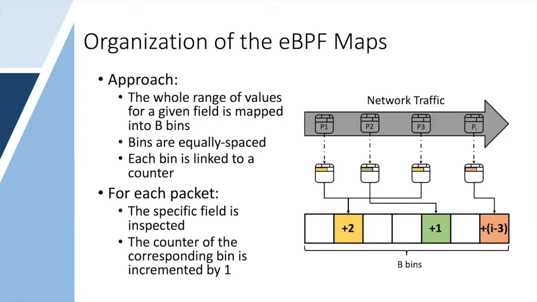So the main approach is to organize the BPF map in the following manner. The whole range of values of a given field is mapped into B groups or bins. Bins are equally spaced, and each bin is linked to a counter. So for each packet, the specified field is inspected, and the counter of the corresponding bin is incremented by 1.